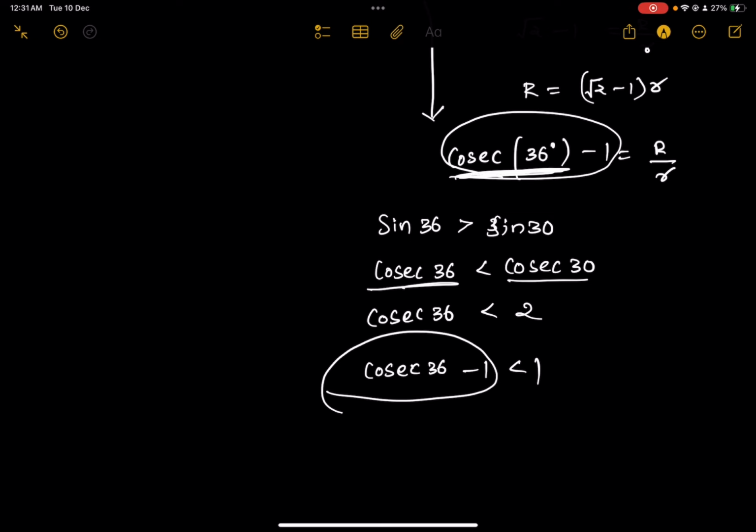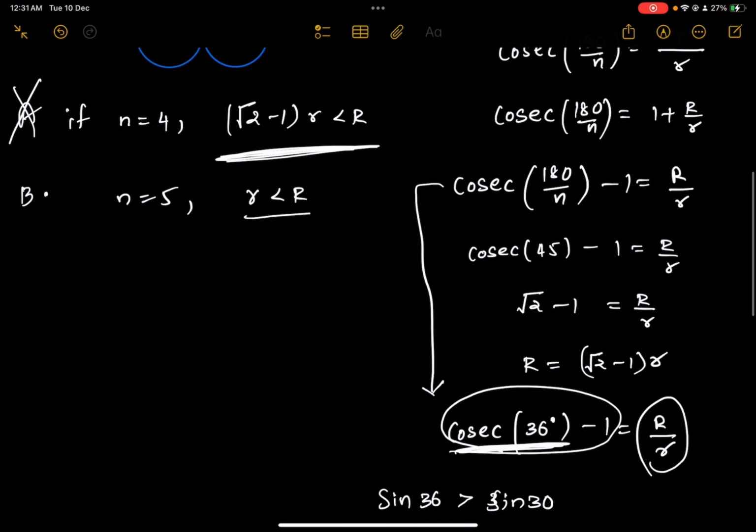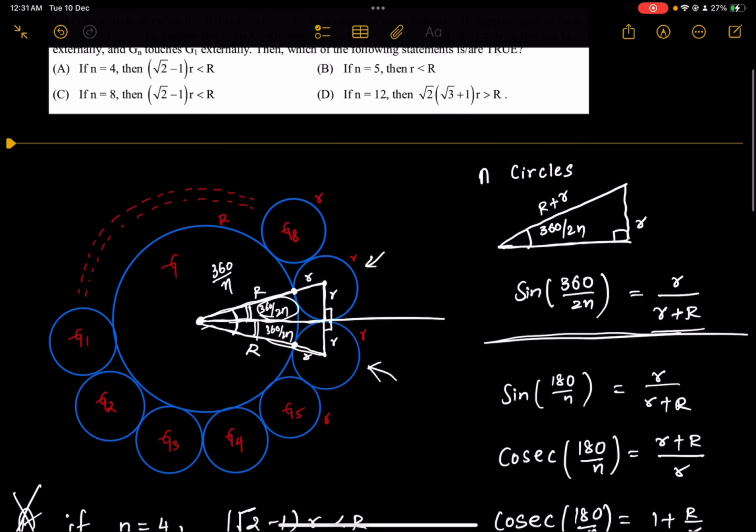But what is cosecant 36 minus 1? Capital R upon small r is less than 1. So capital R is less than small r. But the reverse is given here. So option B is also wrong. Let us go ahead with option C.